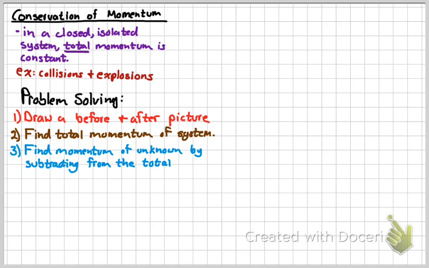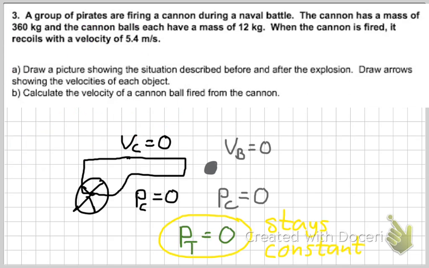All the other problems on this assignment, you're going to work the same way. Start out by drawing a picture before and after. Find the total momentum of the system. Do that by figuring out the momentum of each individual part and adding them up. Remember, if two things are moving in opposite directions, they need to have opposite signs. One's positive, one's negative. And third, find the momentum of your unknown by subtracting the momentum of what you do know from the total. The total is what's going to stay the same. So remember, find that total first. That's the thing that stays constant.